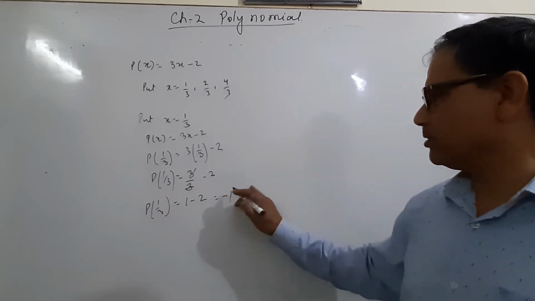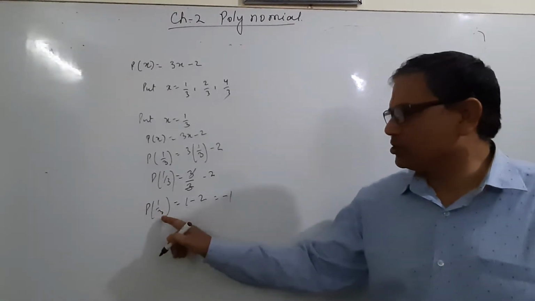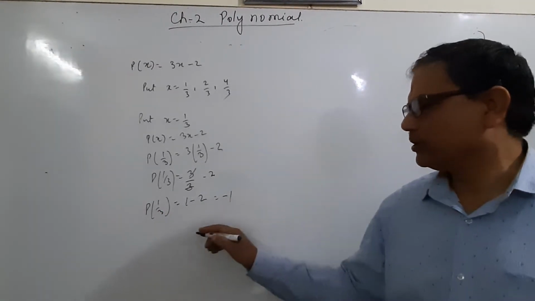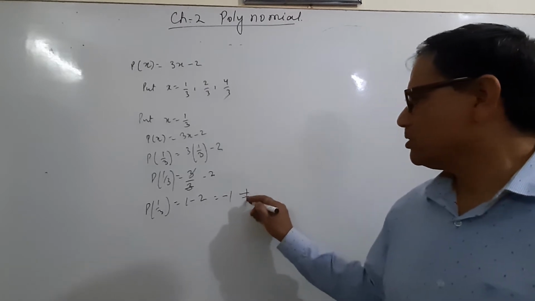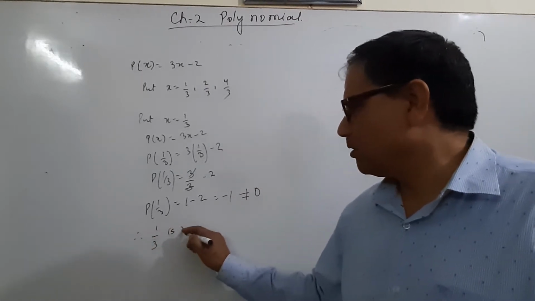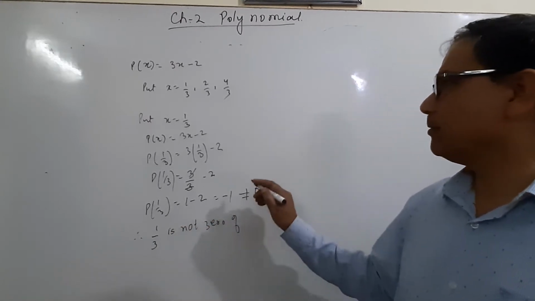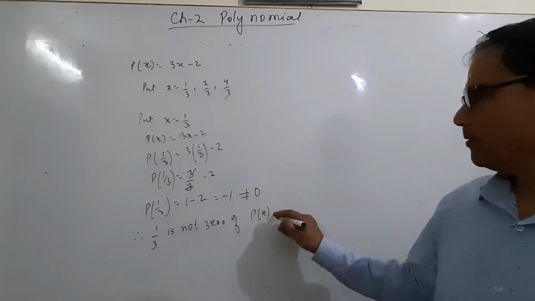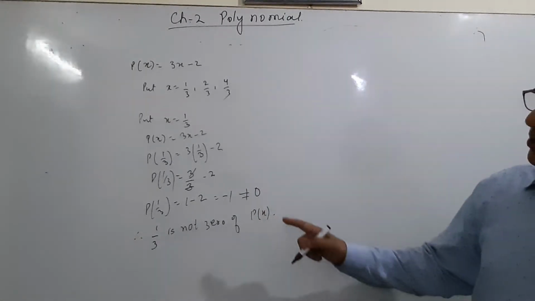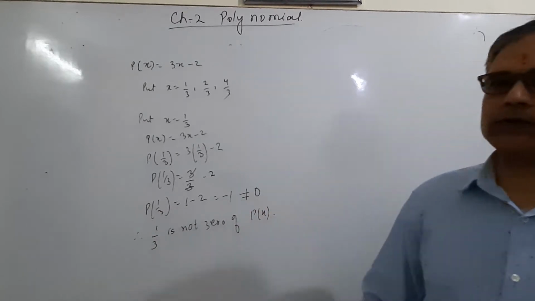It means this is minus 1, not equal to 0. So 1 by 3 is not a zero of P(x). Why? Because when we put x equal to 1 by 3, the value will be minus 1.